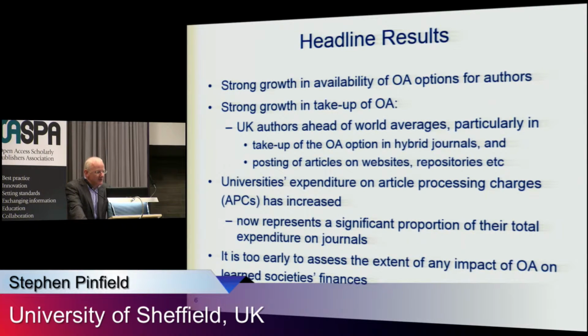We saw that increasingly article processing charges are a considerable proportion of the overall cost of journals that are being paid by institutions, academic institutions. We saw enormous variability as far as the economics of learned societies were concerned, but had to conclude it was too early to make a real assessment about the impact of open access on those learned societies' finances. So let me just talk about each of those briefly in turn.